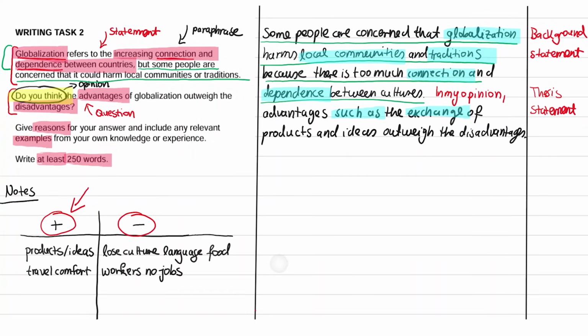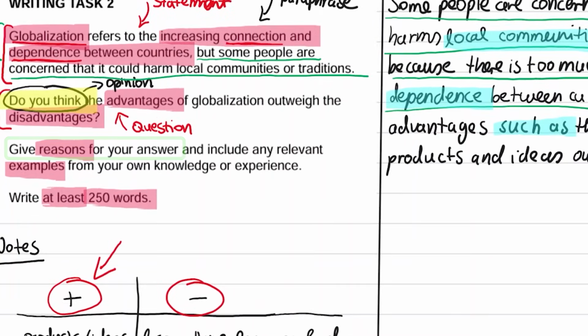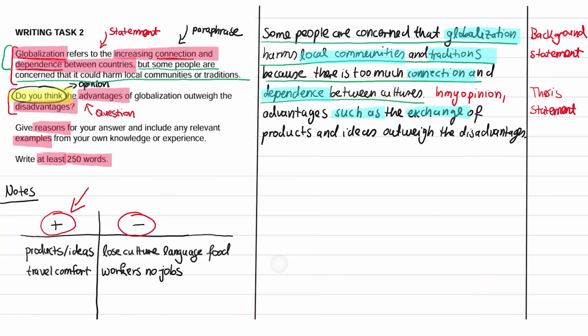Now, let's go on with the first reason for my opinion. The question says, give reasons for your answer. So this is what we're going to do now. It's important to use a new paragraph when you state your first reason to show the IELTS examiner that now comes a new idea. So make sure that there is some space between the introduction and your first reason.